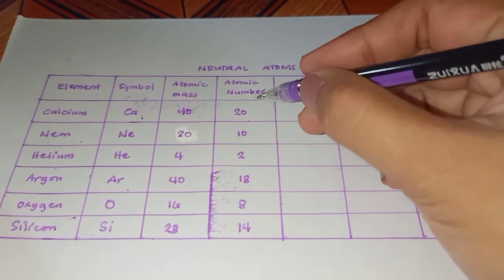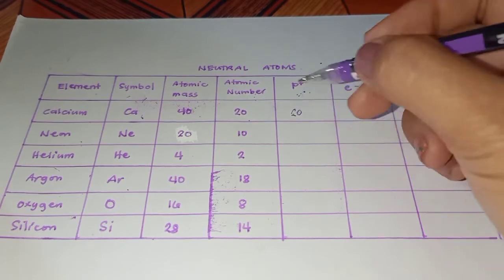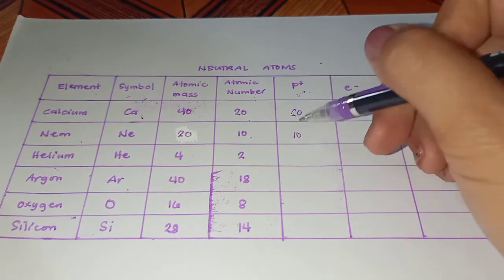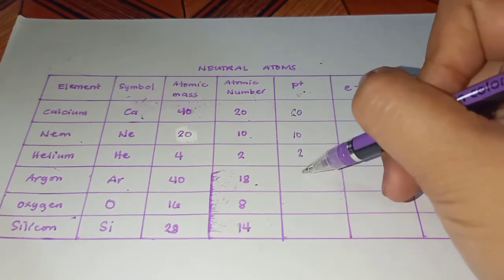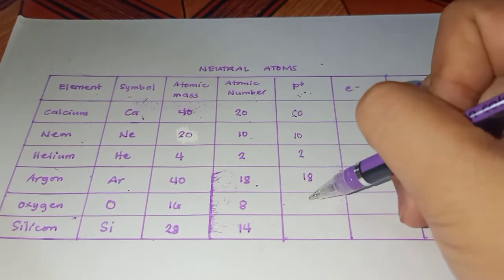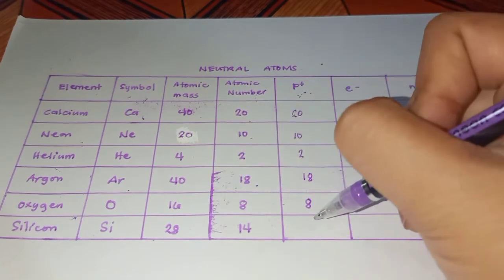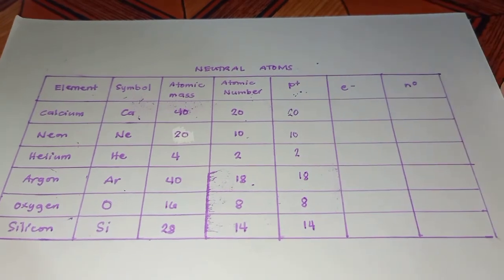So calcium has an atomic number of 20, therefore its proton number is 20. Neon has 10, proton number is 10. Helium is 2. You have 18 for argon, 8 for oxygen, and 14 for silicon.